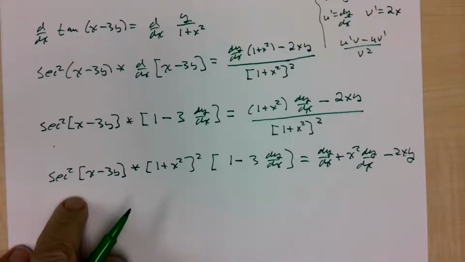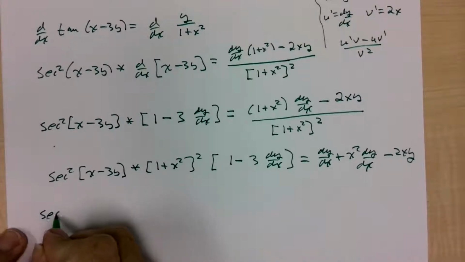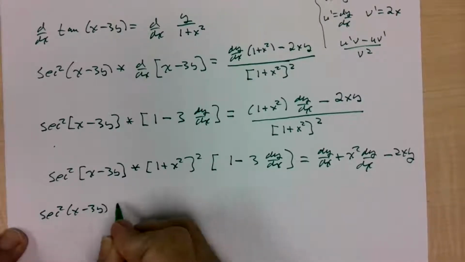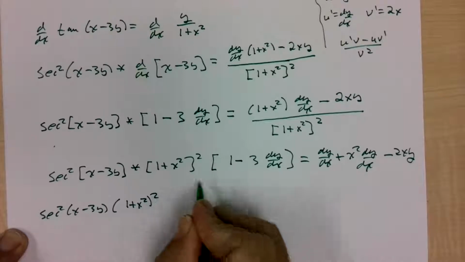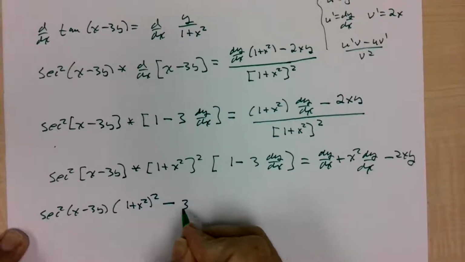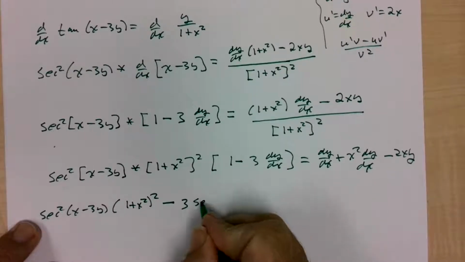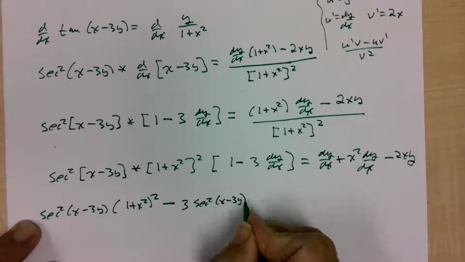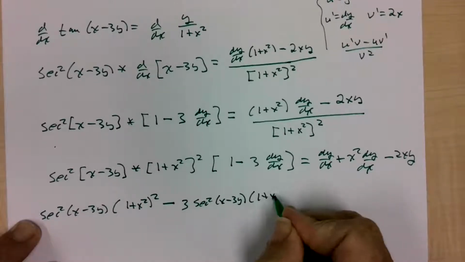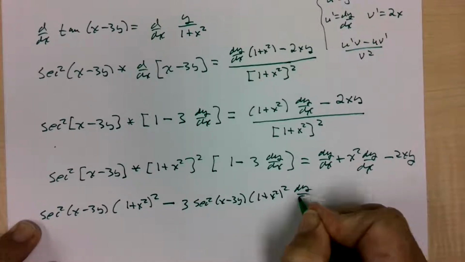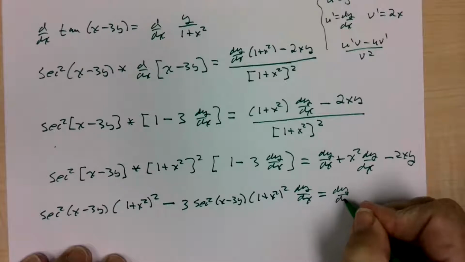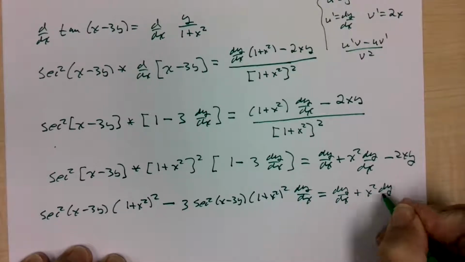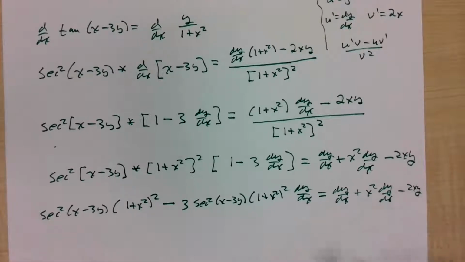Let's distribute this. Secant squared x minus 3y times (1 plus x squared) squared times 1 minus 3 times secant squared x minus 3y times (1 plus x squared) squared dy/dx equals all that stuff on the right side, dy/dx plus x squared dy/dx minus 2xy. So where to next?